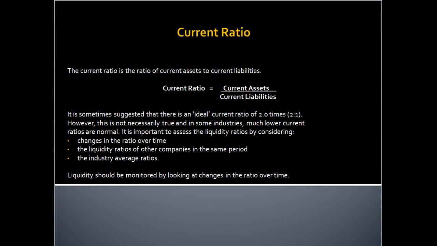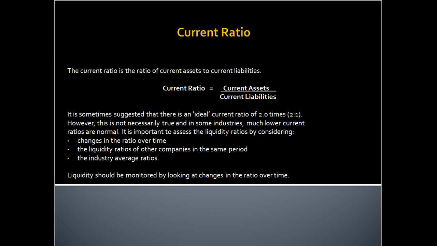Current ratio. The current ratio is the ratio of current assets to current liabilities. Current ratio is equal to current assets upon current liabilities. The amount of current assets and current liabilities in the statement of financial position at the end of the year may be used. It is not necessary to use average values for the year.